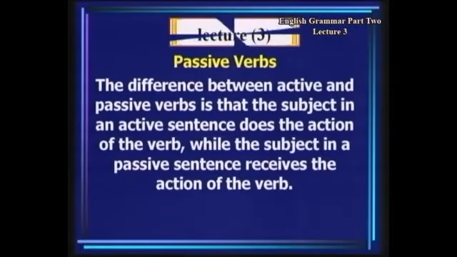All right, let's now look at our written lecture. Passive verbs. The difference between active and passive verbs is that the subject in an active sentence does the action of the verb, while the subject in a passive sentence receives the action of the verb. We do not say that in a passive sentence we start with the object. I'm telling you this because I know that some people say this. We start with the object. No. Whatever comes in this position in an English sentence is a subject.